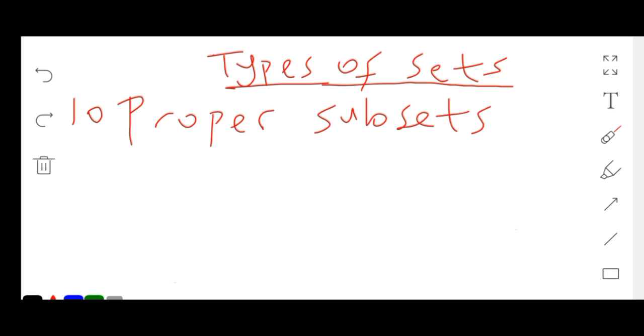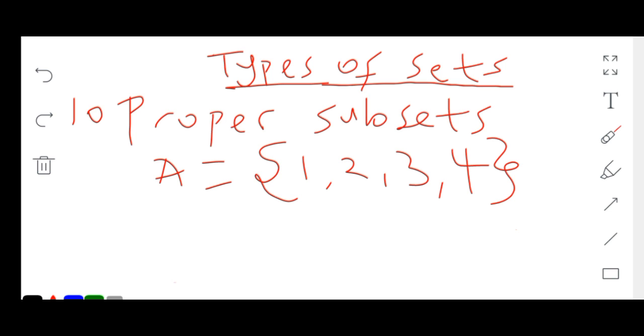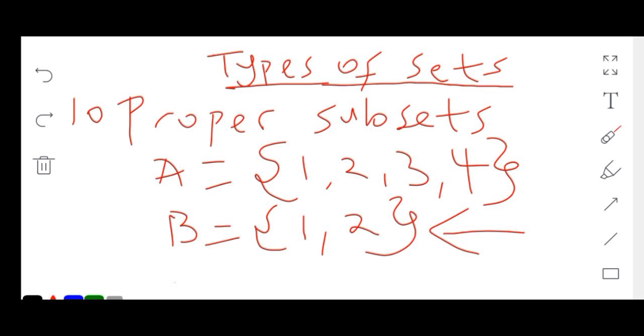Let me give an example. Let's take this as our original set: 1, 2, 3, 4. So our proper subset will be 1, 2. You can see this proper subset is smaller than the original set. The original set has 4 elements, while the proper subset has just 2 elements. So that's why I call it a proper subset. It is lesser than the original set.